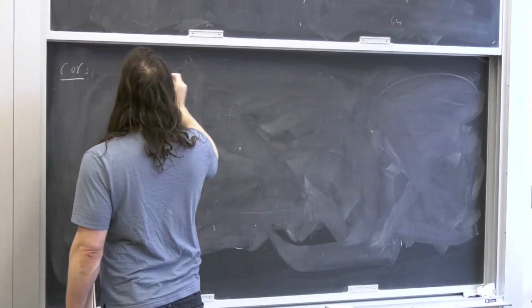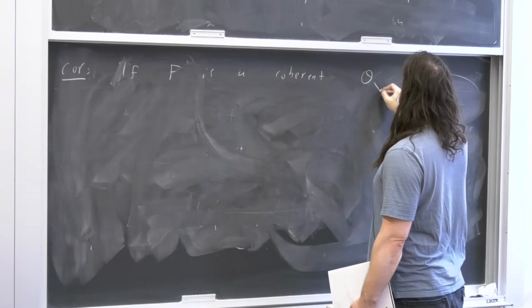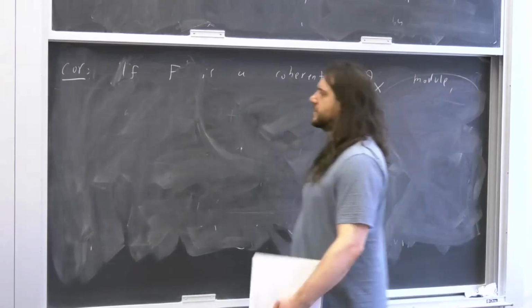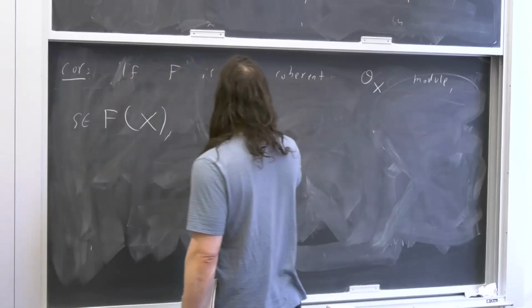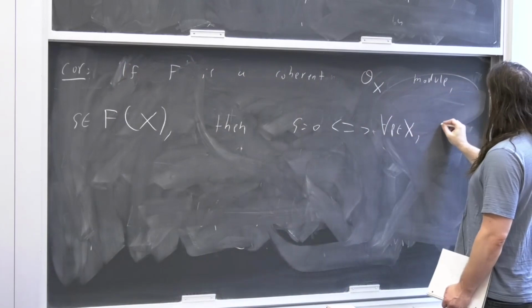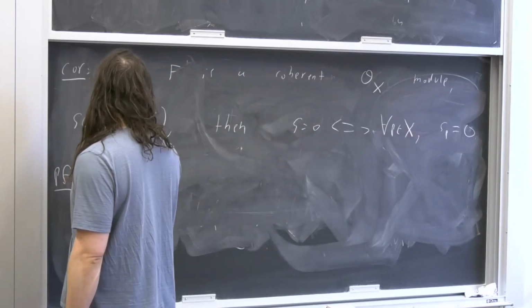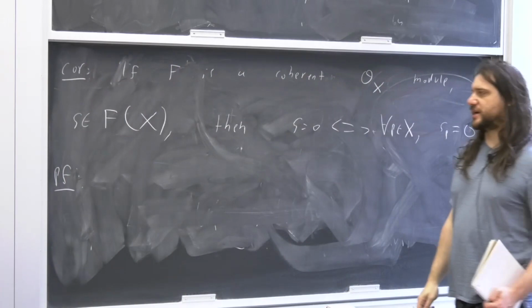So if F is a coherent O_X module, and s is a global section, then s being zero is the same as for all points in X, s_p being zero. The forward direction is, of course, obvious. It's the backwards direction that needs checking. And the proof is the following.